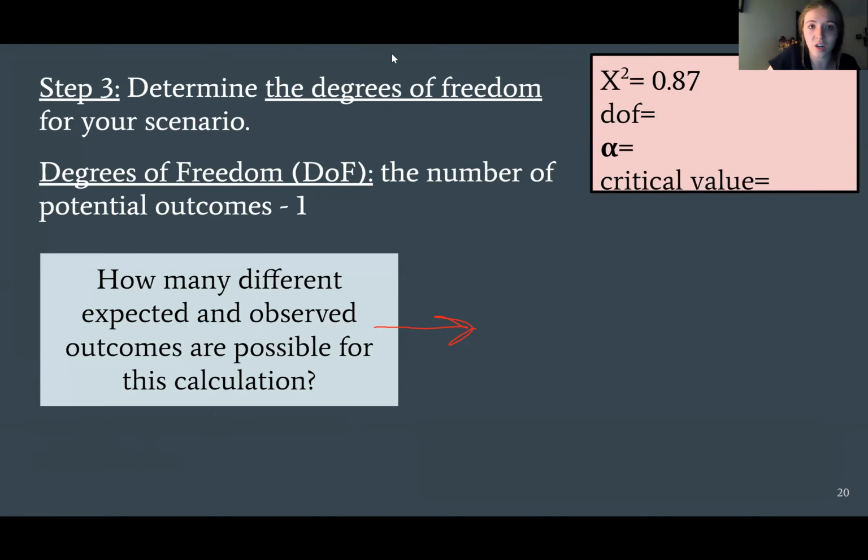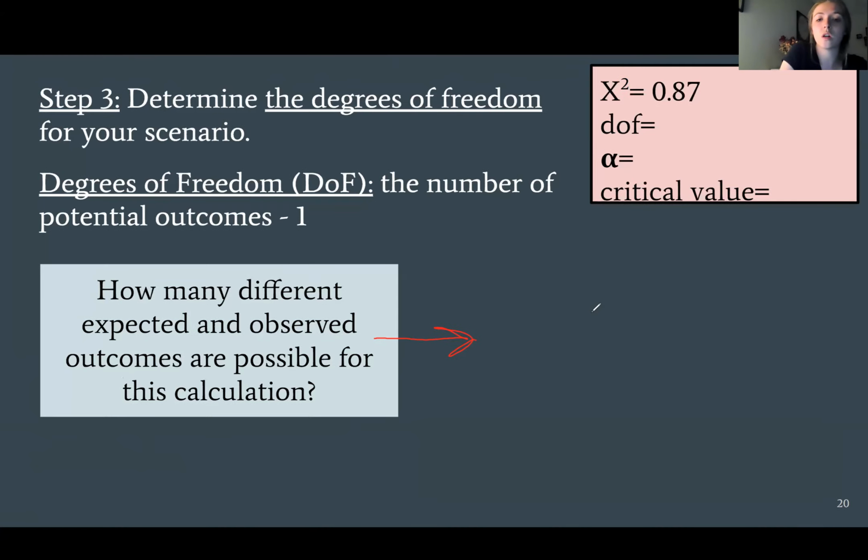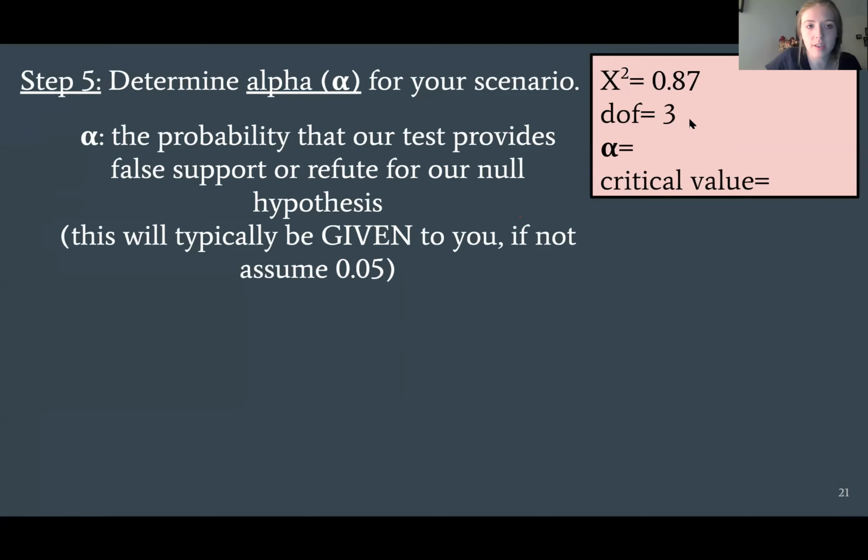So that means in order to figure out our degrees of freedom, we're going to do 4 potential outcomes, 4 potential phenotypes minus 1, which is equal to 3 potential phenotypes, or 3 degrees of freedom, excuse me. So we're going to go ahead and add that to our box at the top. 3 degrees of freedom. There we go. Now the next value that we are going to use is our alpha value.